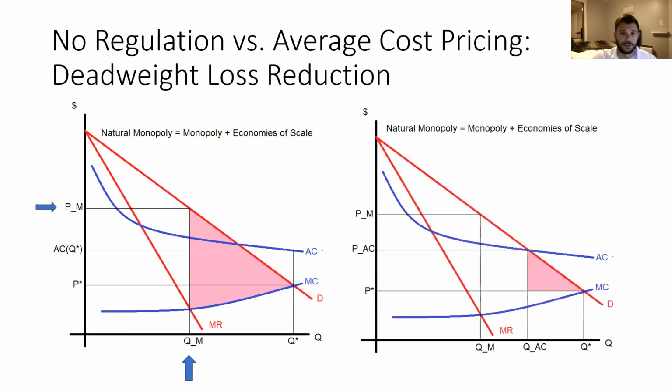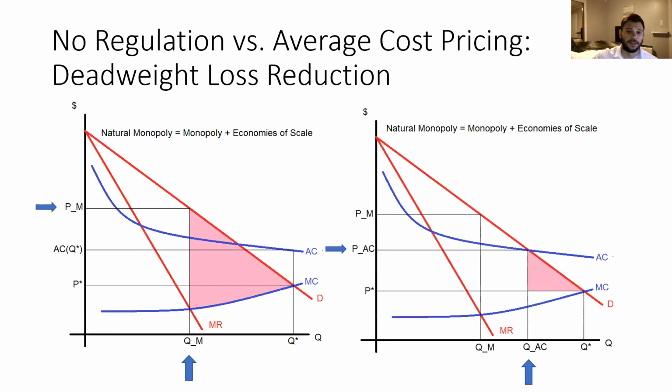Now, if we compare this to the case where we force the monopolist to price at average cost, let's think about how that works. If we find the quantity where the average cost curve and the demand curve cross each other, that's the quantity where average cost and price would be equal, meaning that is the quantity where we would be breaking even if we were pricing at that particular level.